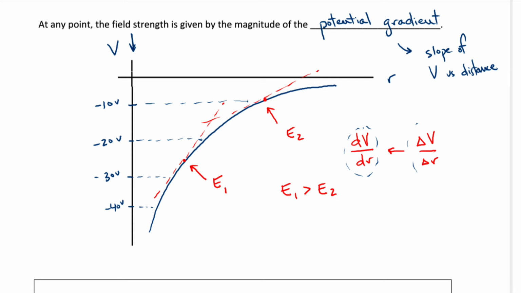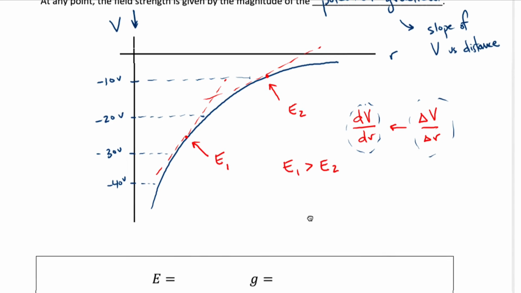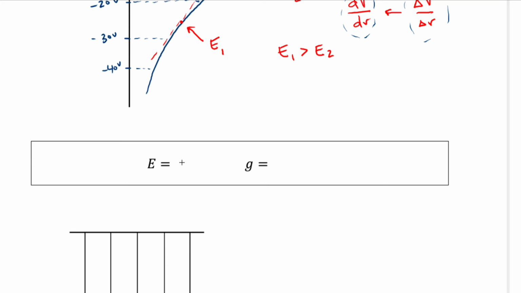But you'll see this in the formula booklet. So the electric field strength, the magnitude of the electric field, is given by the slope of that line above, the V versus R graph. And I say the magnitude because there's actually a negative out front here, and that is an indication of the direction of the electric field. I could put a little E here to indicate that we're talking about the electric potential.